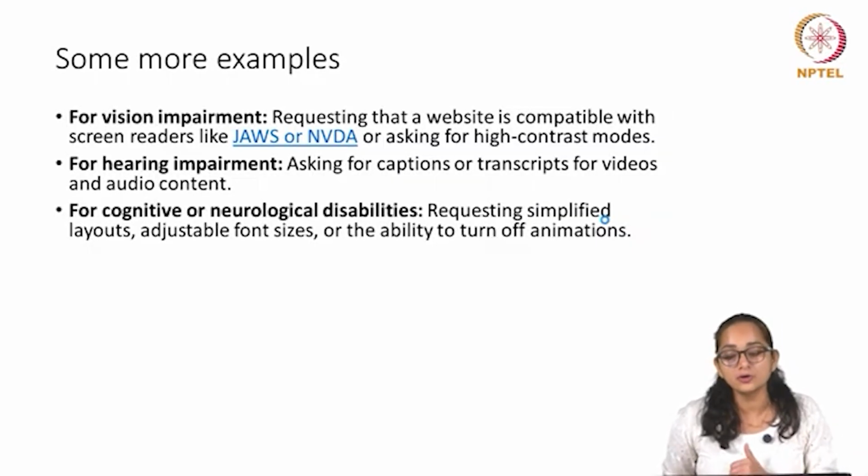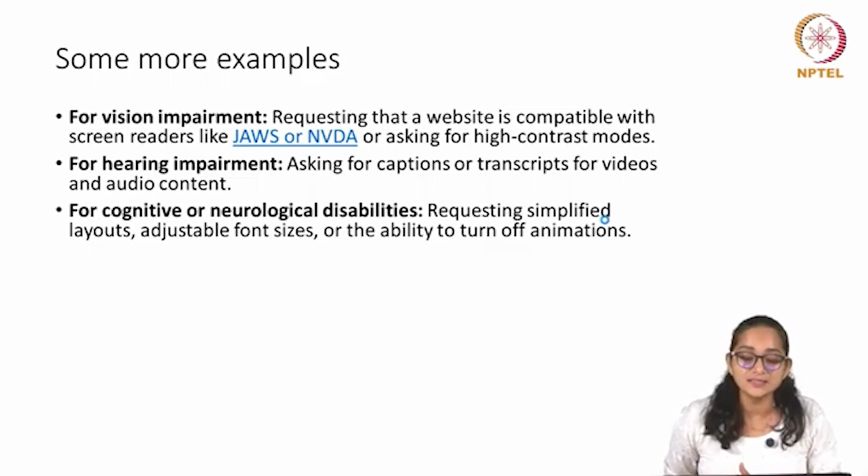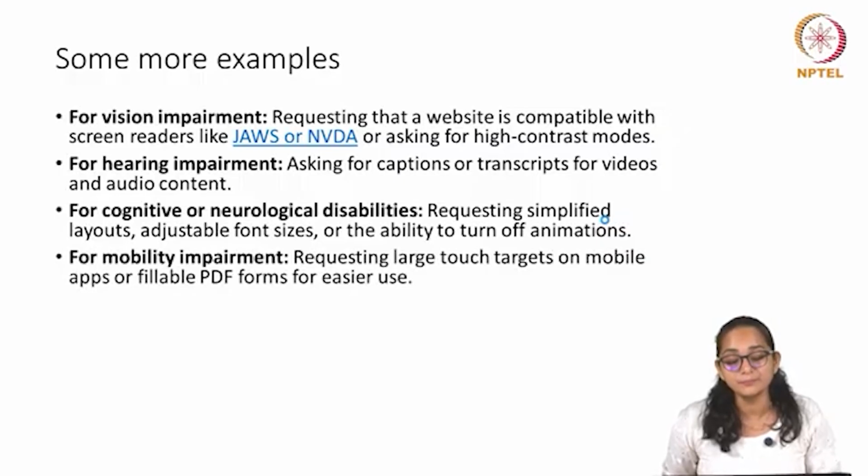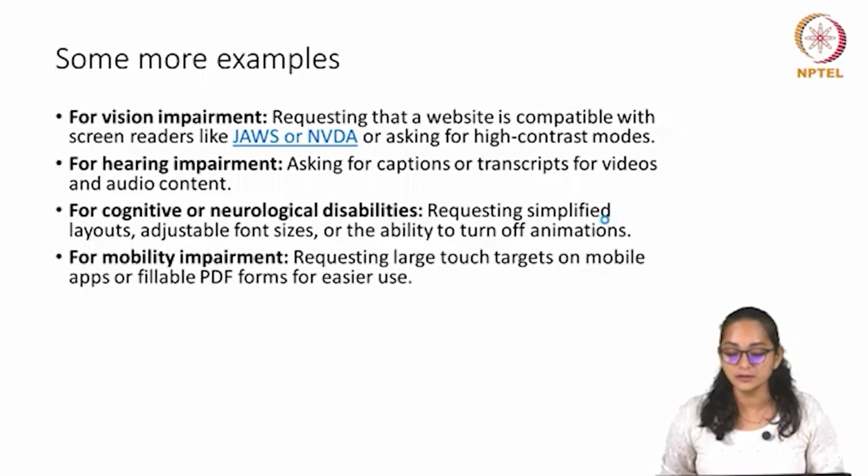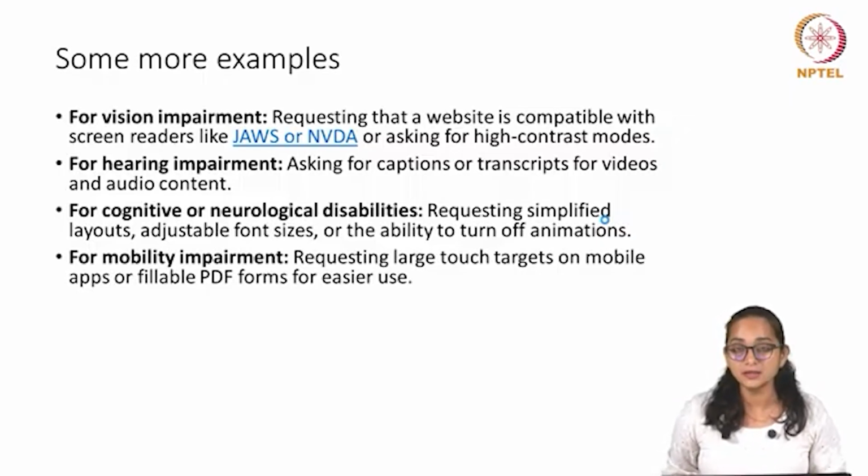For cognitive or neurological disabilities, requesting simplified layouts or adjustable font sizes, or the ability to turn off animations because it can be jarring for persons with neurological disabilities. For mobility impairment, requesting large touch targets on mobile apps, fillable PDFs for easier use. So it is something again which can add value and allow them to access or fill the PDFs with much ease.